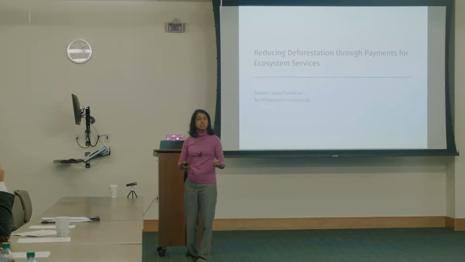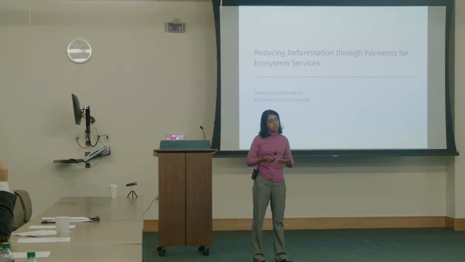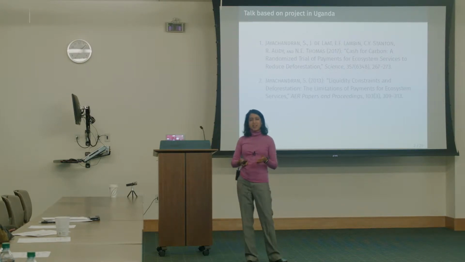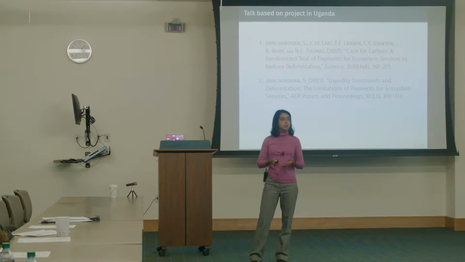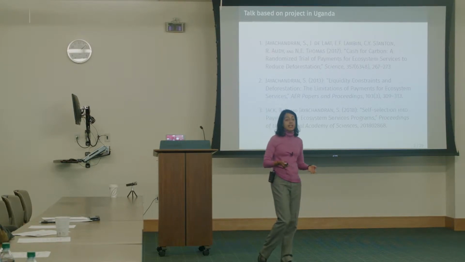So it's about reducing deforestation through a particular kind of program, which is called payments for ecosystem services, which is paying people to do something that's good for the environment. And so this is based on a project in Uganda. So the main impact evaluation, most of what I'm going to present, is a paper with several co-authors that was published in Science last year. And then I'm going to have a couple points that are made in smaller papers. One is an AER Papers and Proceedings, and then another is a recent, or I guess it's probably forthcoming, paper with Kelsey Jack that's in PNAS.